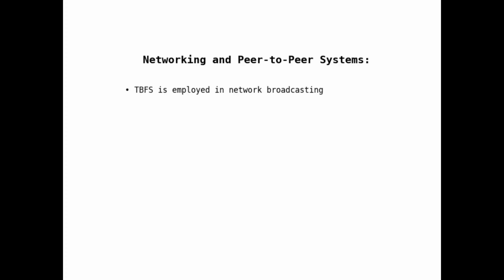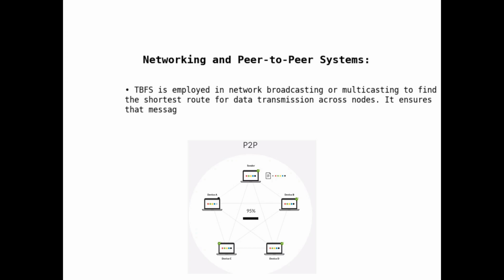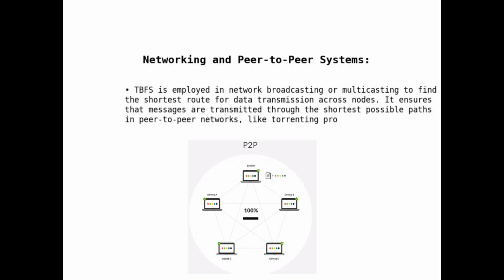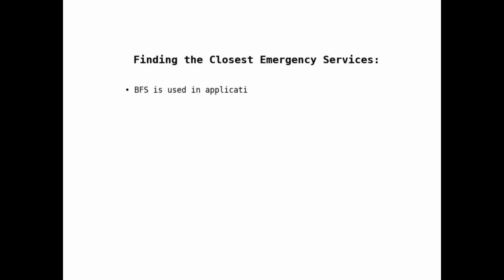BFS is even employed in network broadcasting or multicasting to find the shortest route for data transmission across the nodes. It ensures that messages are transmitted through the shortest possible path in peer-to-peer networks like torrenting protocols. There, BFS ensures that data is shared through the shortest, most direct route across the nodes, helping the data reach the entire network quickly.